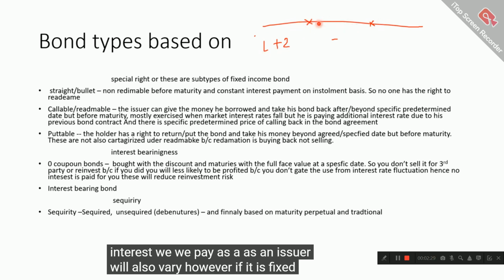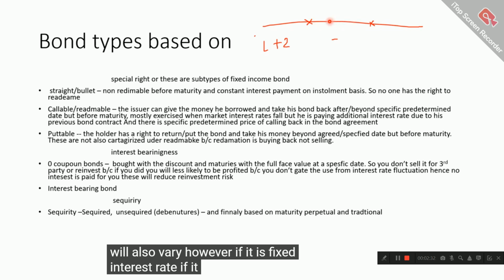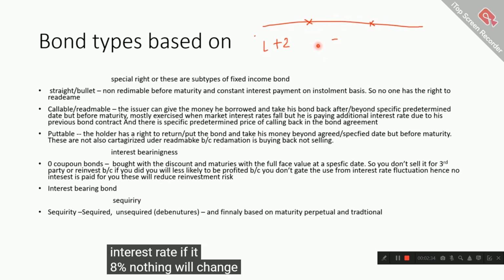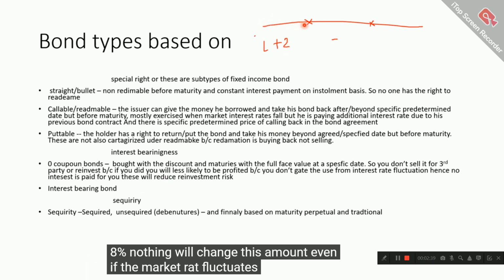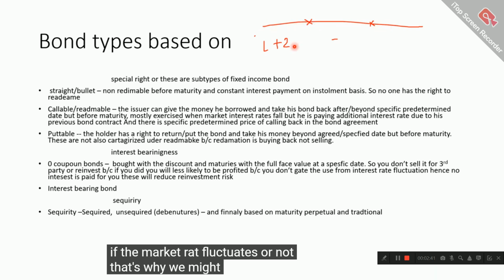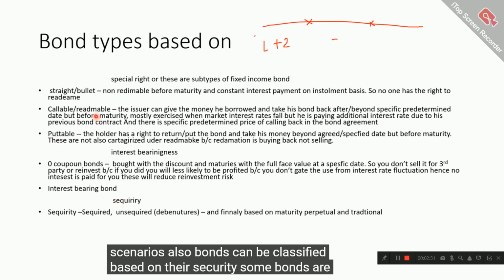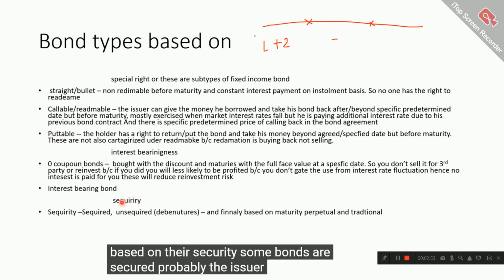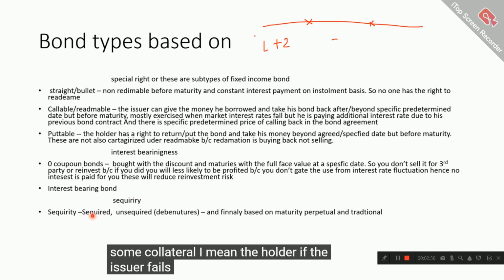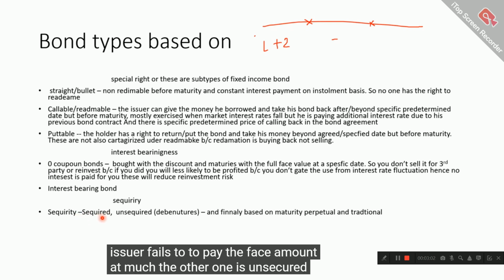However, if it is a fixed interest rate, if it's 8%, nothing will change this amount, even if the market rate fluctuates or not. That's why we might have callable and puttable bonds in this kind of scenario. Also, bonds can be classified based on their security. Some bonds are secured. Probably the holder might hold some collateral if the issuer fails to pay the face amount at maturity. The other one is unsecured.